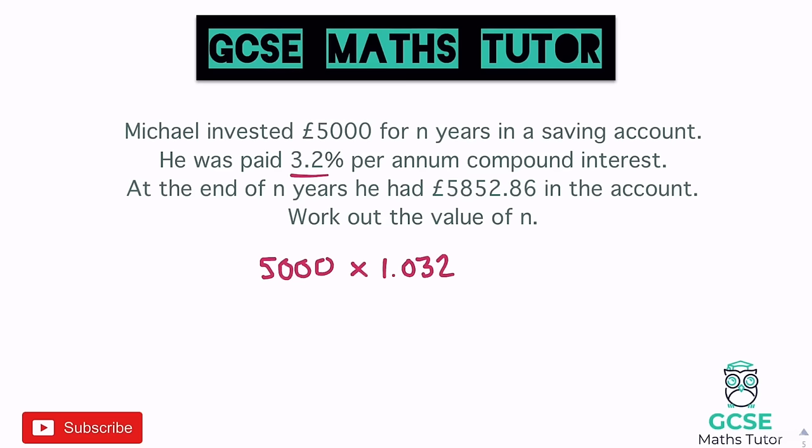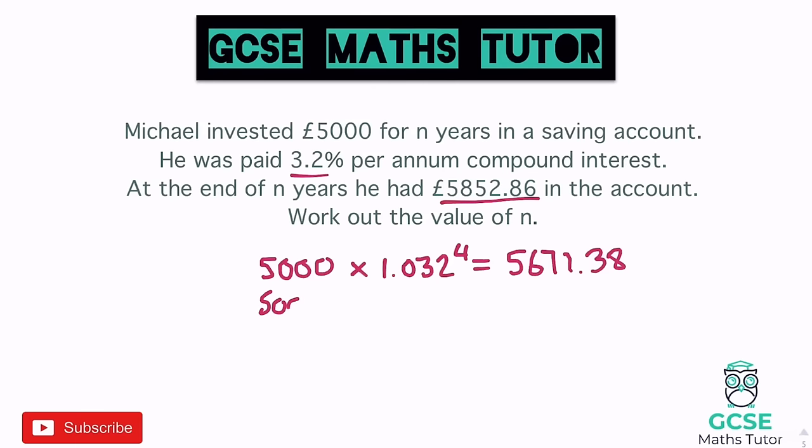So if I go with the power of 4, what do I get? I get this answer here, £5,671.38. Okay, so not actually enough there, but we could go again. So we need to go higher because we need to get £5,852.86. So we've got a little bit more, so let's try again.